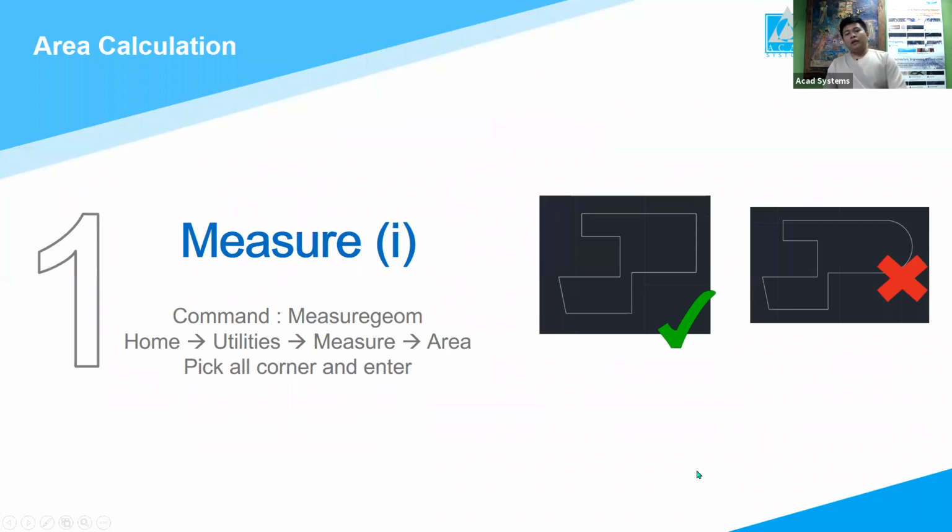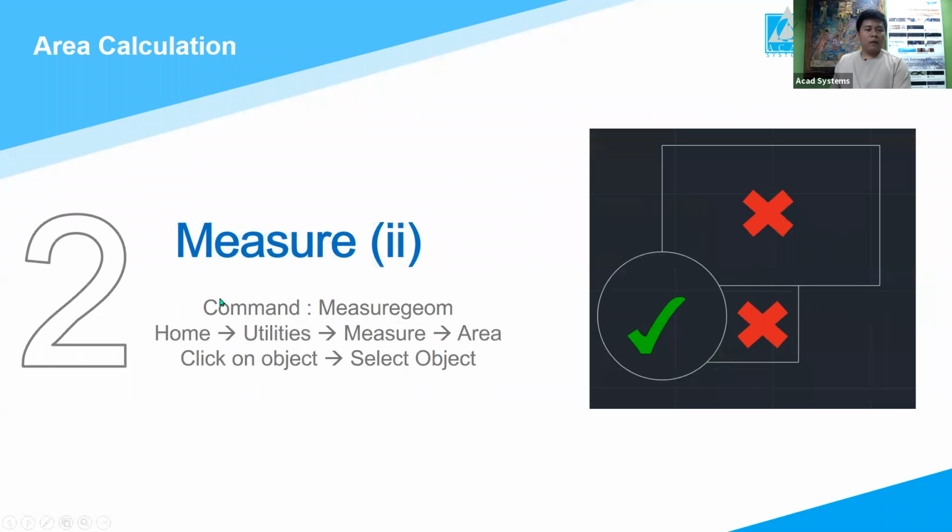Alright, so the first one, measure geometry. For measure geometry, you can select all corners, specifying from the first corner, second, third, until the end corner. Alright, so that will be for measure one. But the problem is when you use measure geometry, you cannot get an accurate value for curves using measure.